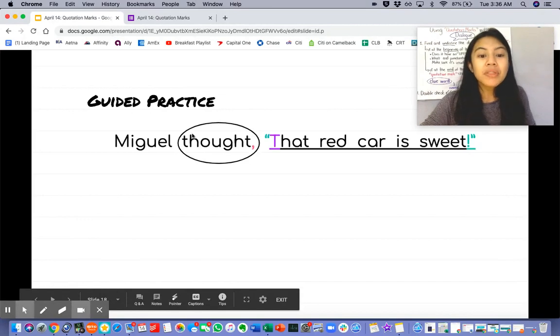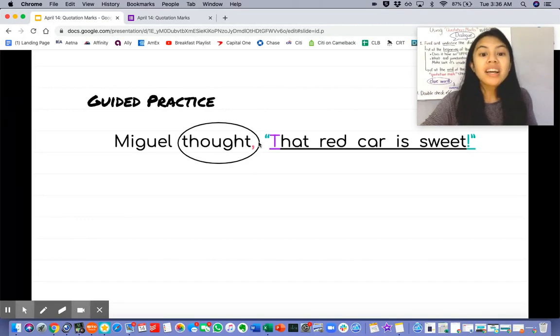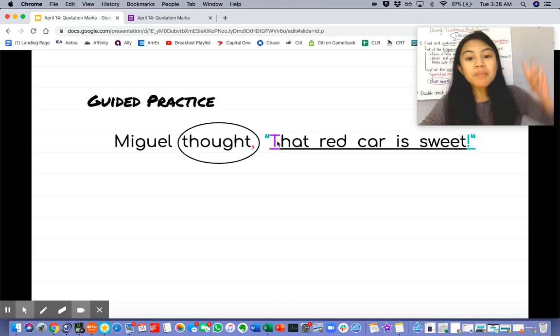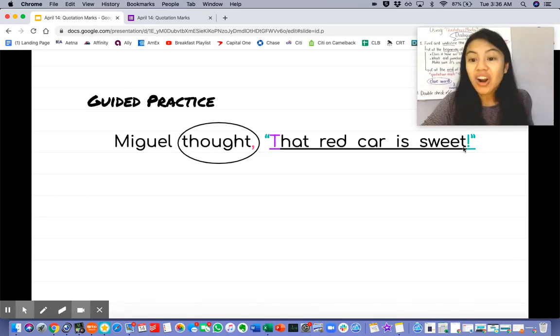Miguel thought, clue word, comma, quotation mark, uppercase letter. That red car is sweet. Miguel is probably feeling really good about his red car, which is why I thought this showed feeling. This is an imperative sentence which ends in an exclamation point.